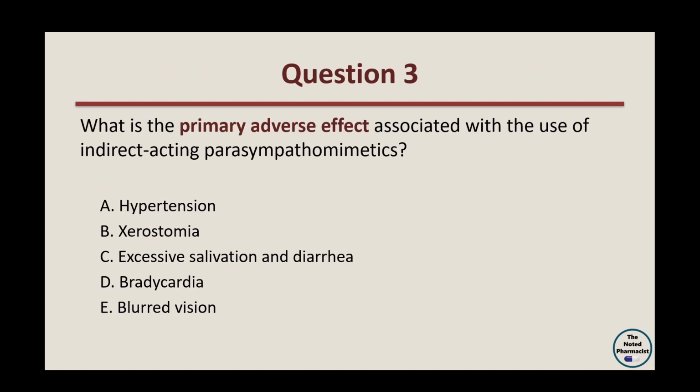Question 3. What is the primary adverse effect associated with the use of indirect-acting parasympathomimetics? Option A, hypertension. Option B, xerostomia. Option C, excessive salivation and diarrhea. Option D, bradycardia. Option E, blurred vision.